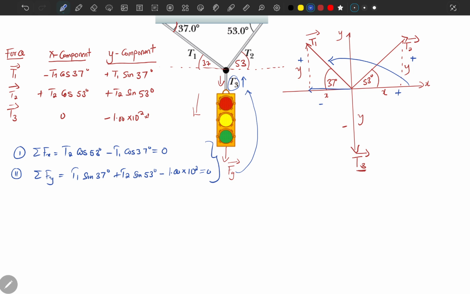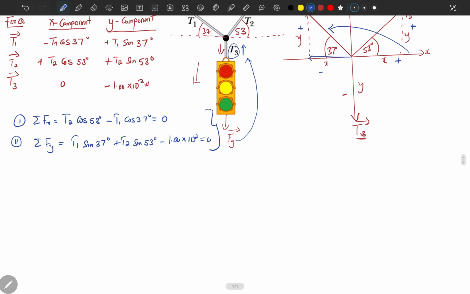Now that we've formed the equations, we can solve them simultaneously. By now, you know how to solve simultaneous equations. So we can make either T1 or T2 the subject of the formula. Let us proceed. The easiest one that we can make is, I can use equation number 1, which is saying T2 cosine 53 degrees is equal to T1 cosine 37 degrees.